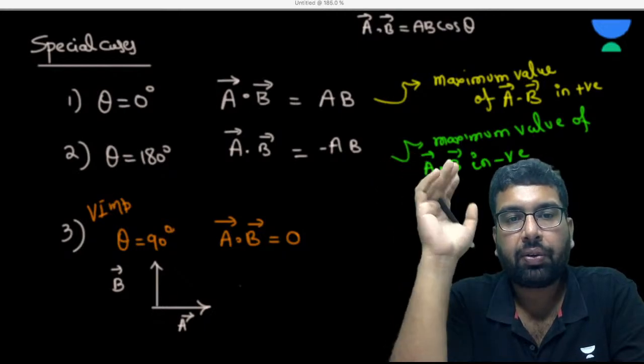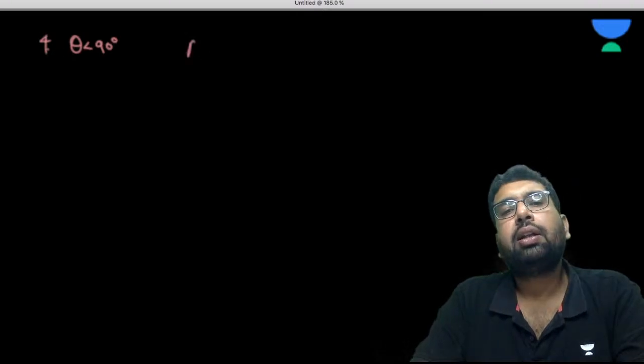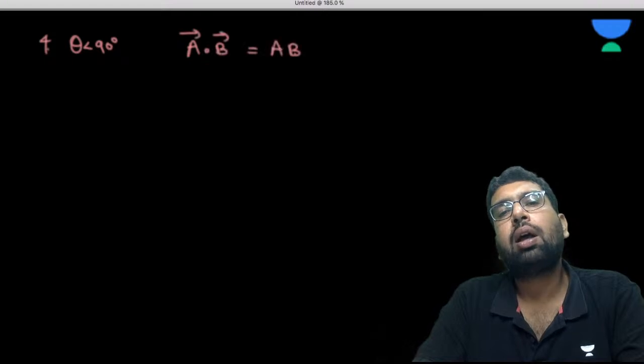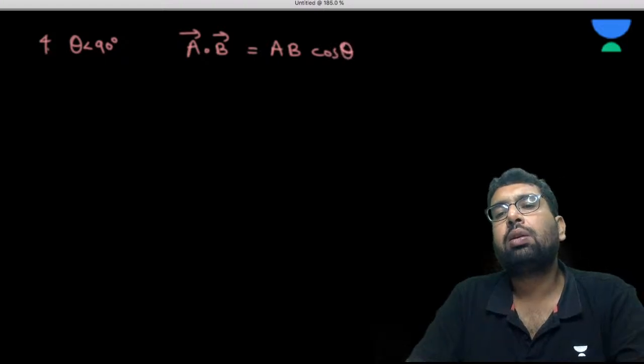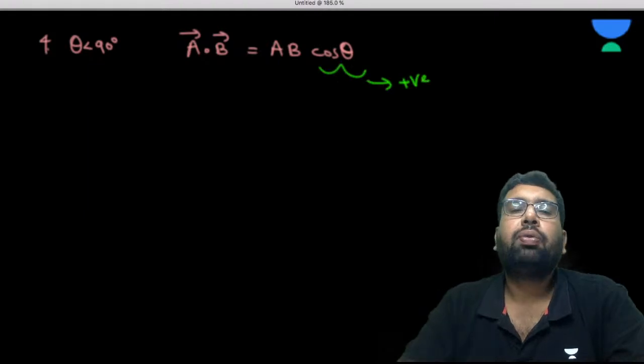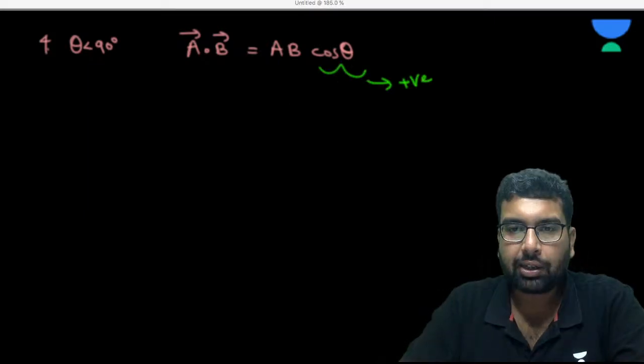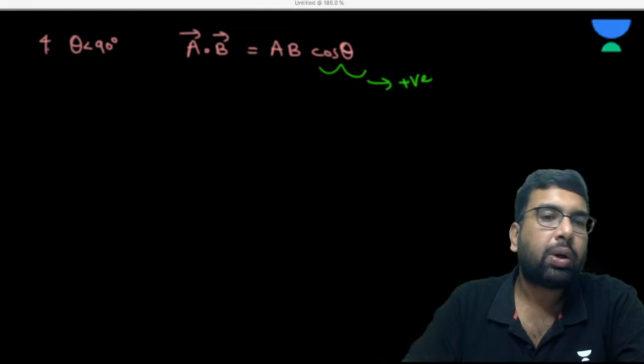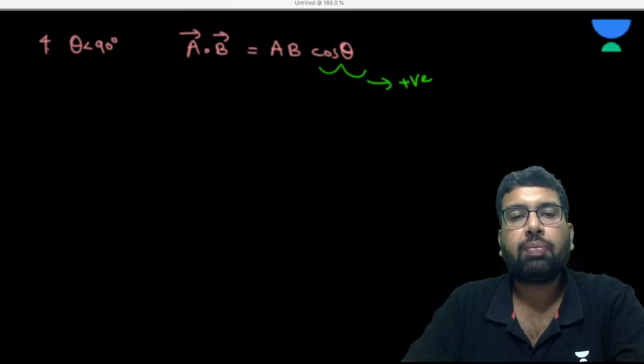Right? Wonderful. Now, two more simple things. What happens if theta is less than 90? If theta is less than 90, A dot B will become AB cos theta. Very simply, if theta is less than 90, that means cos theta is positive. So if the angle between two vectors is less than 90, the dot product of theirs is always positive.